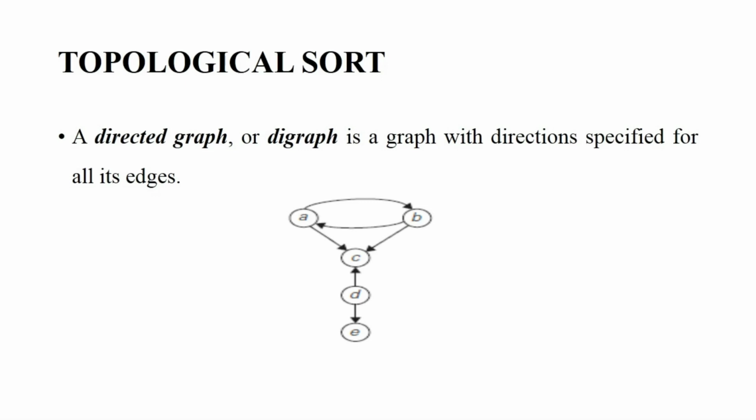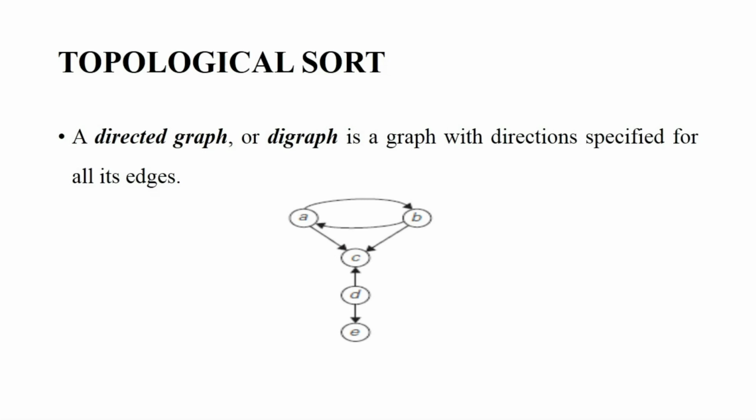Topological sort is based on the decrease and conquer technique, where we are going to reduce the size of the problem by 1 and then try to obtain the solution step by step, reducing the size of the problem. So, for applying the topological sort, we need to know what a directed graph is. A directed graph or digraph is a graph in which we have directed edges.